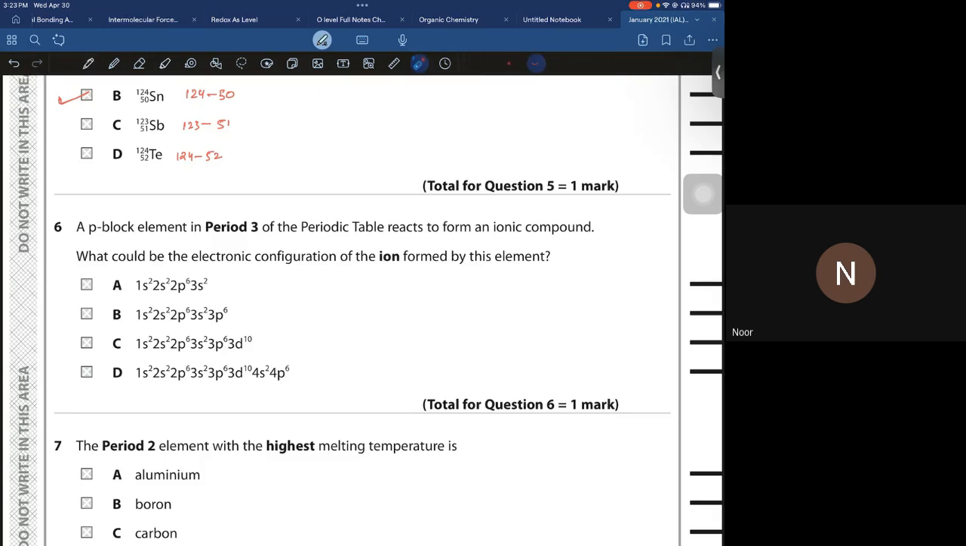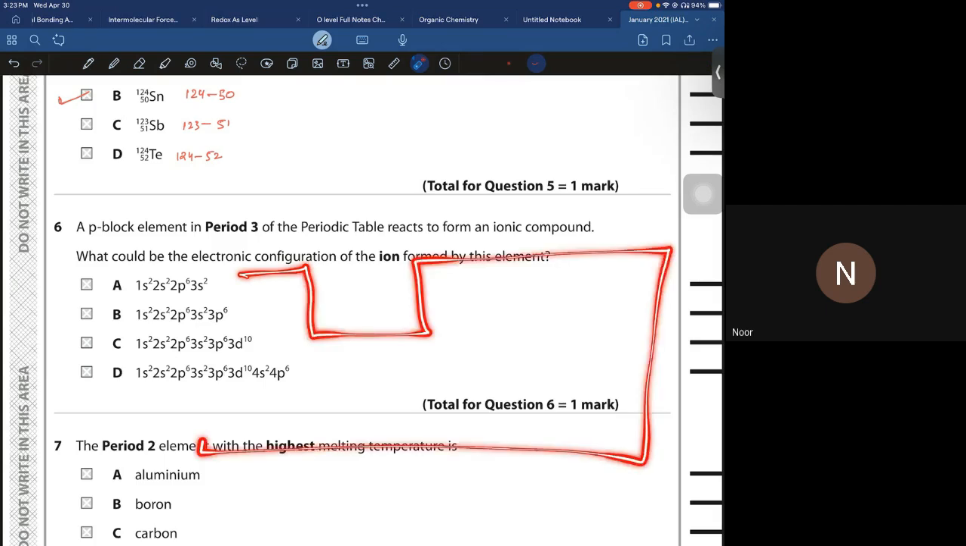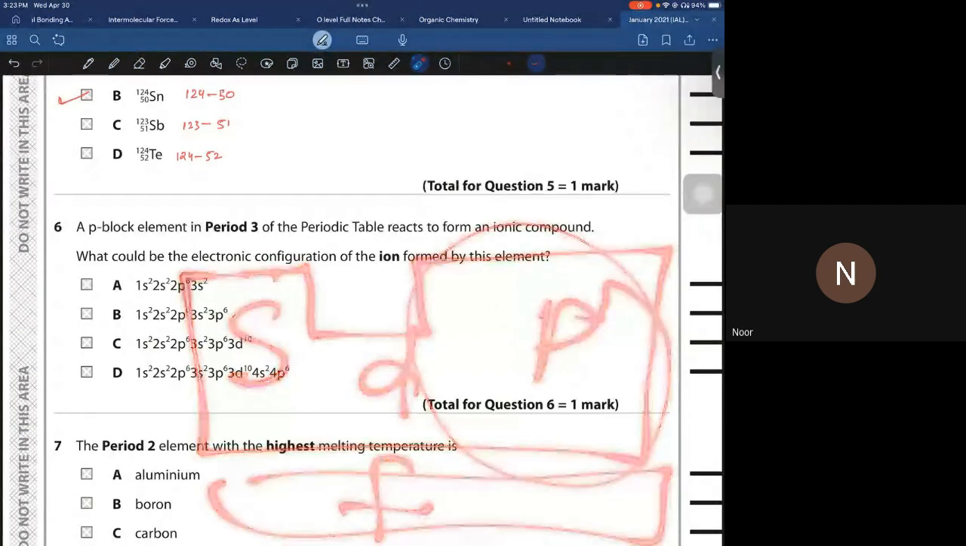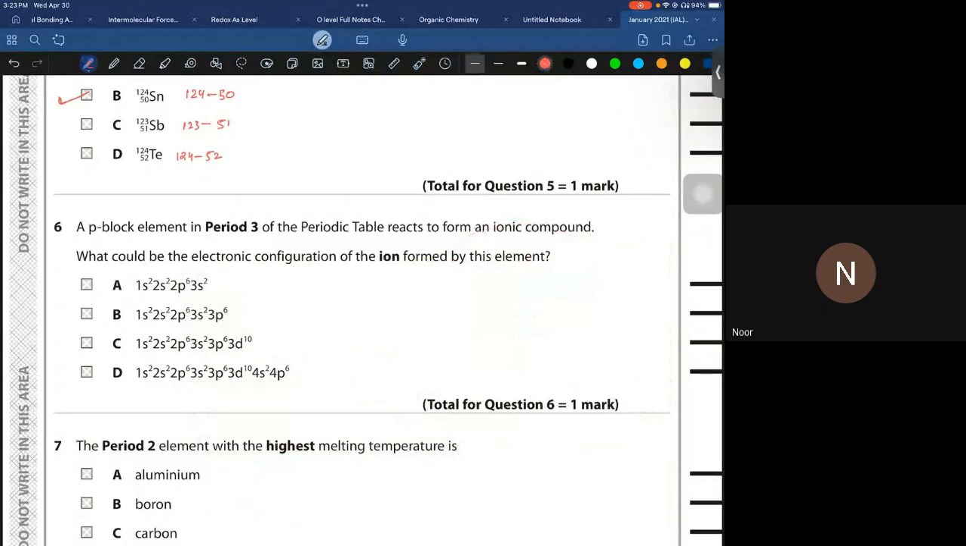They are talking about the p block element. Where is the p block element? This is the periodic table: s block, then p block, then d block, and this is your f block. So they're talking about this one. In the p block, we have non-metals, and non-metals have to gain electrons, and after gaining electrons they would have a negative charge. That's it.